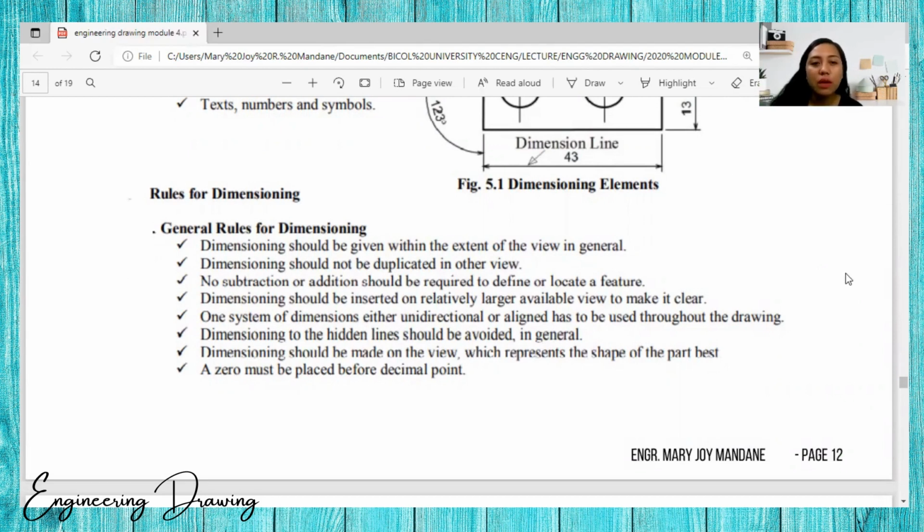The general rules for dimensioning: dimensioning should be given within the extent of the view in general. Dimension should not be duplicated in other views. No subtraction or addition should be required to define or locate the feature. Dimensioning should be inserted on the relatively larger available view to make it clear. One system of dimensioning, either unidirectional or aligned, has to be used throughout the drawing, and dimensioning to the hidden line should be avoided in general. And dimensioning should be made on the view which represents the shape of the part best. And a 0 must be placed before the decimal point.